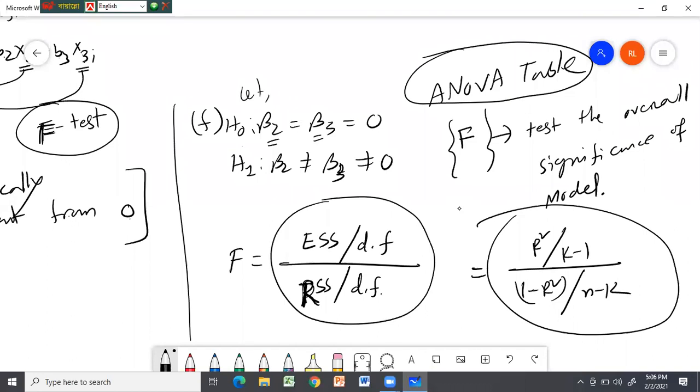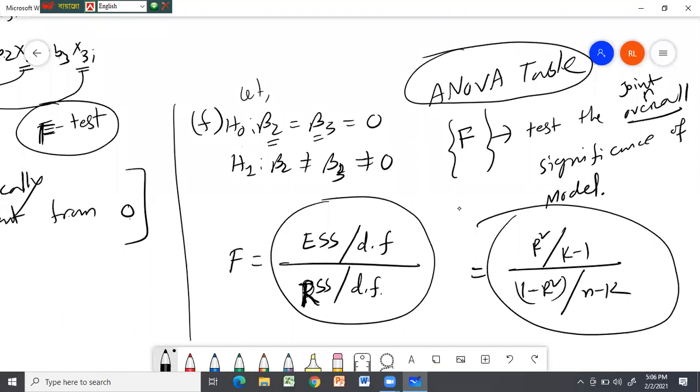The F test assesses the overall significance, which we also call the joint significance of the model. Jointly or simultaneously, whether all independent variables are affecting your dependent variable or not, that would be done by the F test. So the F test is calculated in two ways. The first one is ESS divided by degrees of freedom in the numerator portion, and in the denominator portion, RSS divided by degrees of freedom.